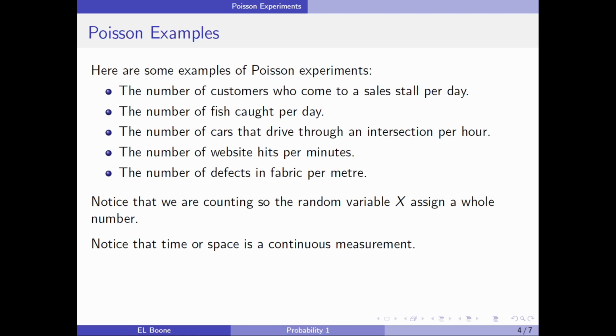Number of fish caught per day. Number of cars that drive through an intersection per hour. The number of website hits per minute. The number of defects in fabrics per meter, because it can be space as well. Just doesn't need to be time. Now, notice that we're counting again, so we can only have whole numbers, okay? And also notice that time and space is a continuous measurement versus a discrete measurement.